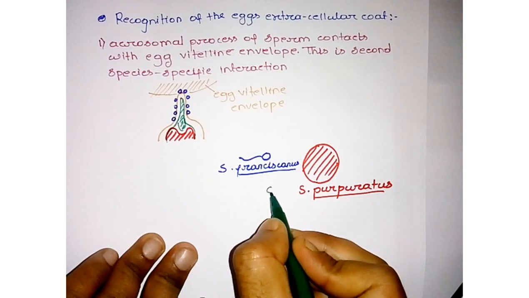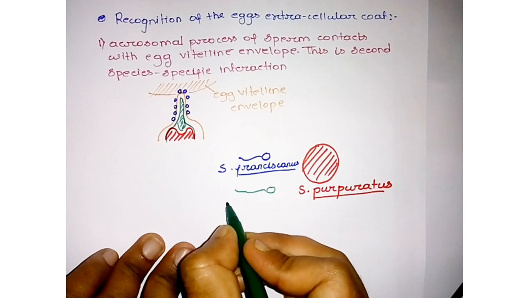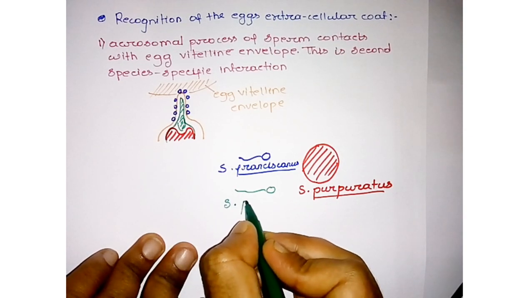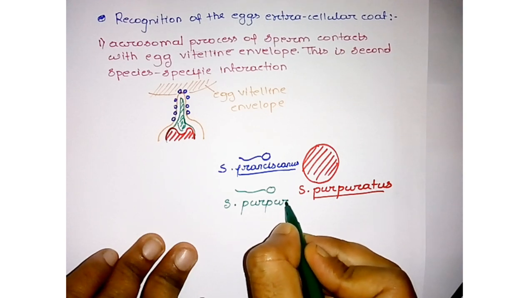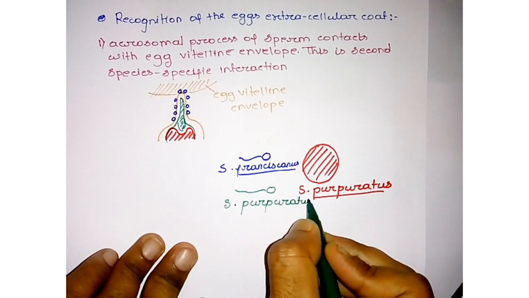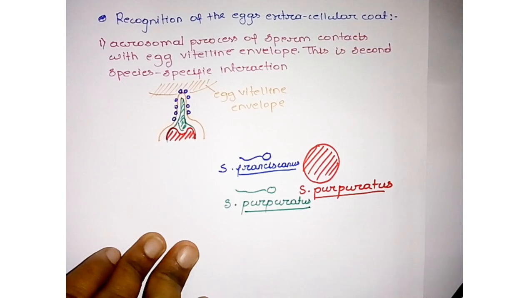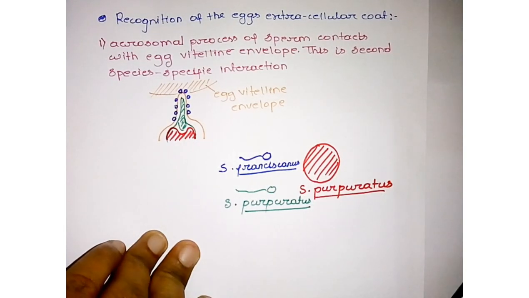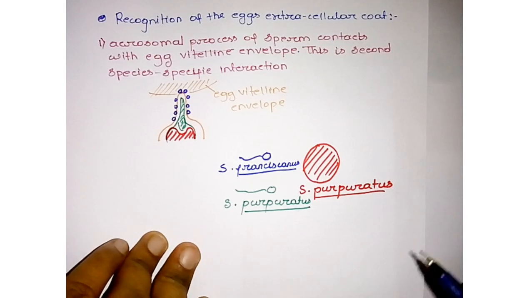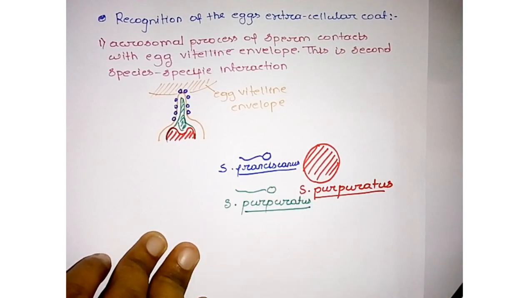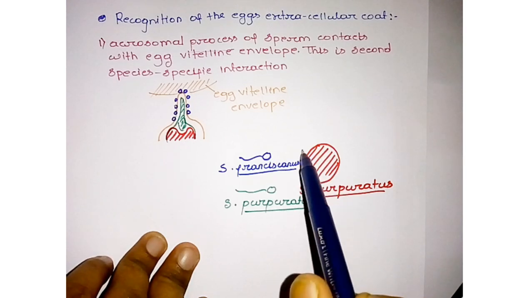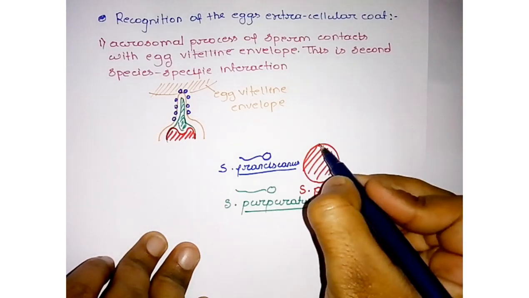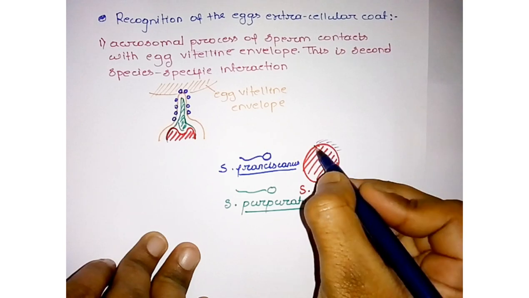That is S. purpuratus. And suppose the acrosomal process is present. Now S. franciscanus cannot bind with the vitelline. Suppose this is the vitelline envelope.